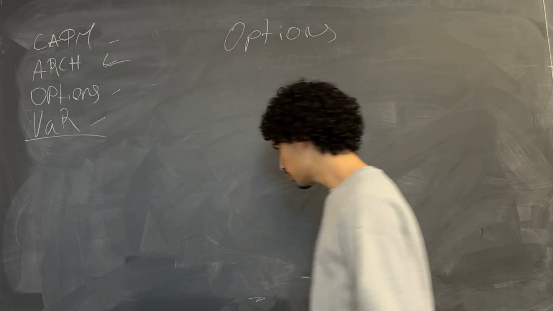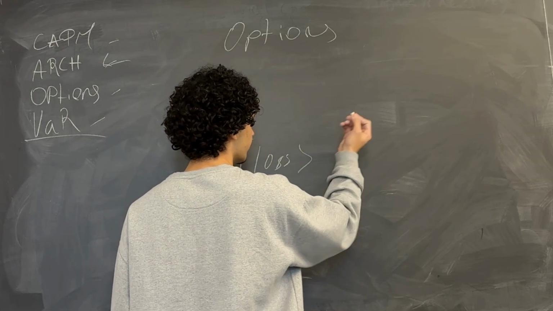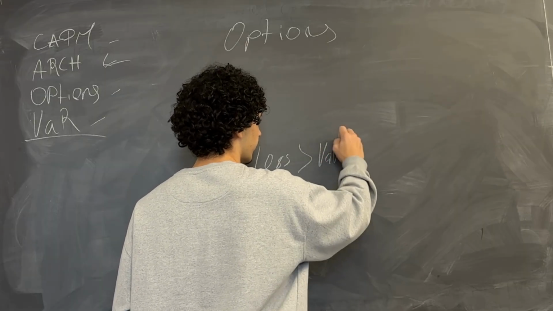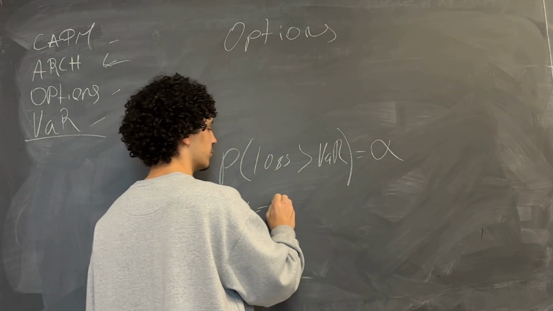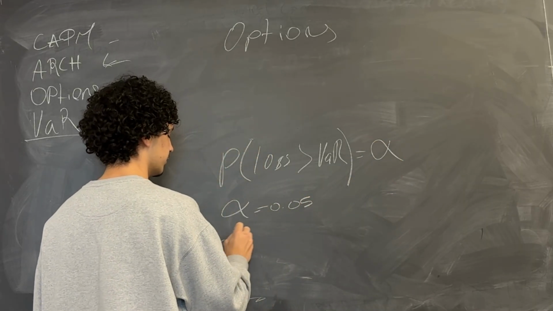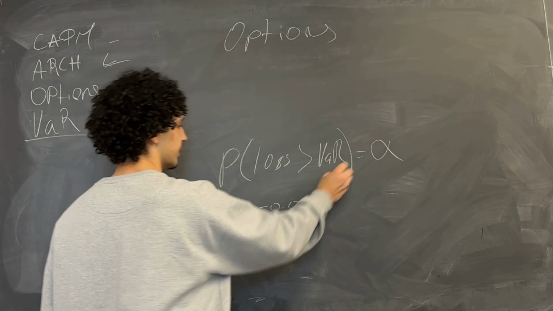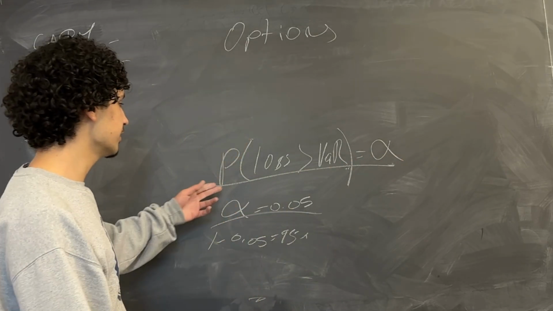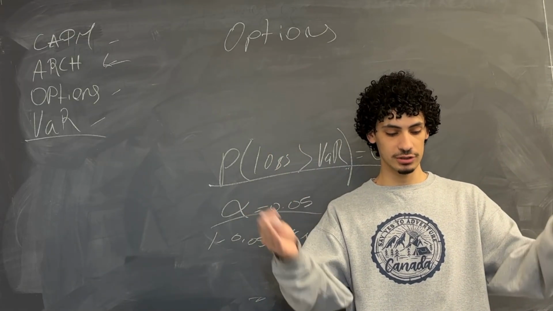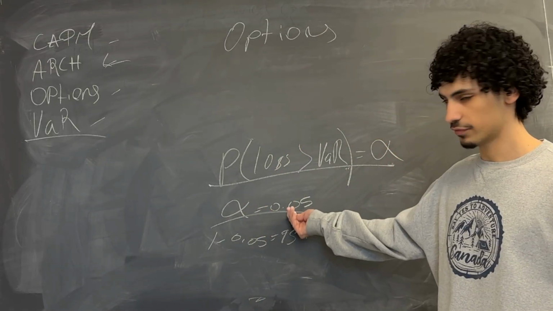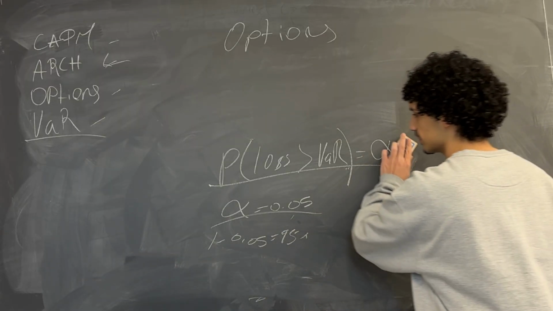So the probability statement is: the probability that loss will be greater than VaR equals alpha, where alpha equals 0.05 and 1 minus 0.05 equals 95%. So this is basically saying that the probability that our loss is greater than our value at risk projection is 5%. So we're 95% sure it's not going to exceed that. That's how you call it.